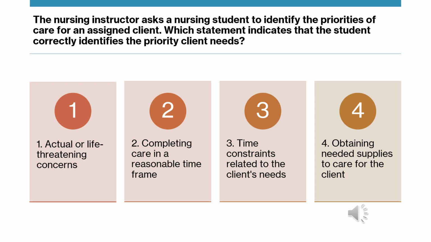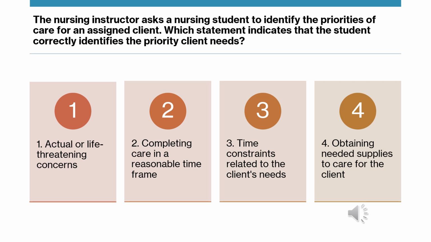And so when we look at these options that we have here, let's look at actual or life-threatening concerns. Obviously, a life-threatening concern is something we want to address, because life-threatening means they could potentially die if we don't address this concern immediately. Number 2, completing care in a reasonable time frame. Yeah, we want to complete it in a reasonable time frame. However, is that going to kill our patient if we don't? Time constraints related to client needs.